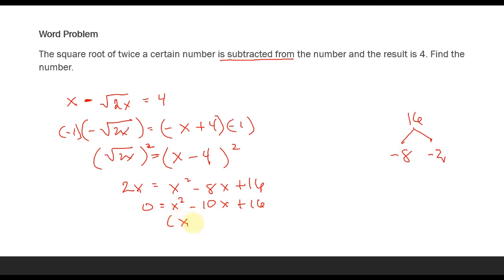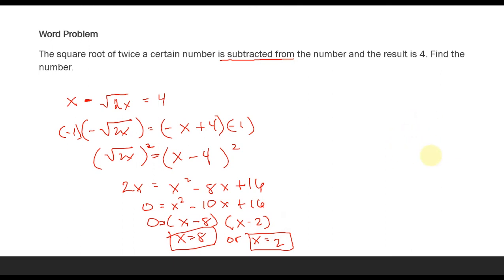I'll be having here x minus 8 times x minus 2 equals 0. Using zero product property, this will give me x equals 8 or x equals 2. And then to check, let us check if we obtain the correct value of x. So for 8, let's try that out for the checking. So let us assign 8 for the x.